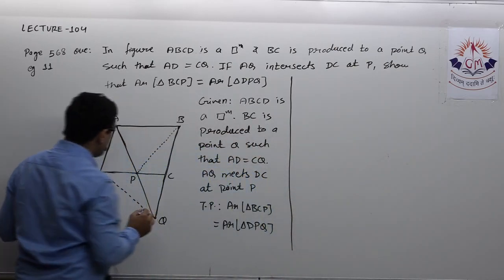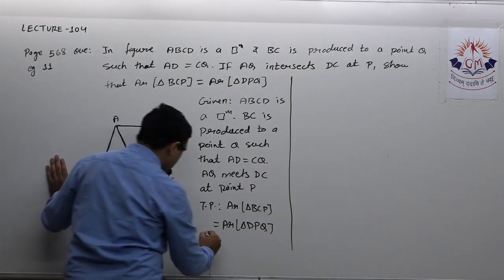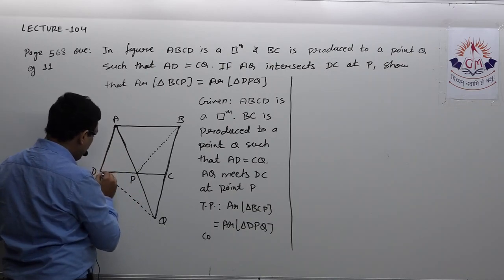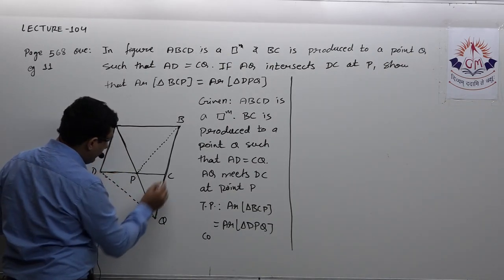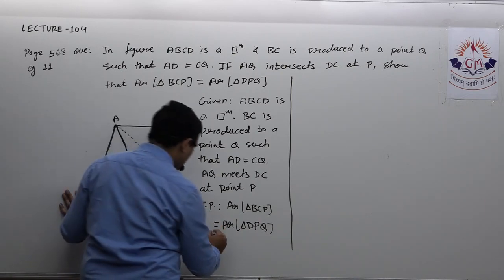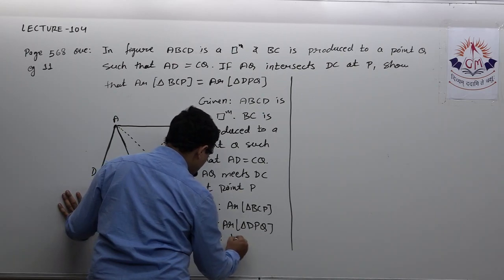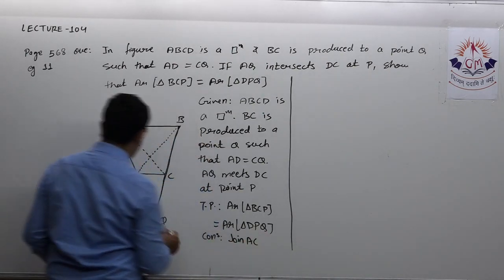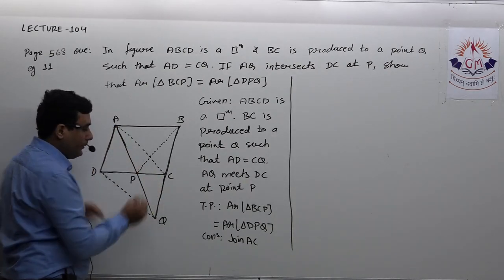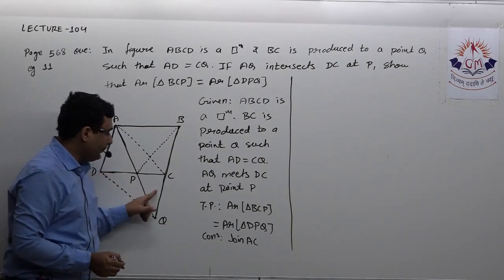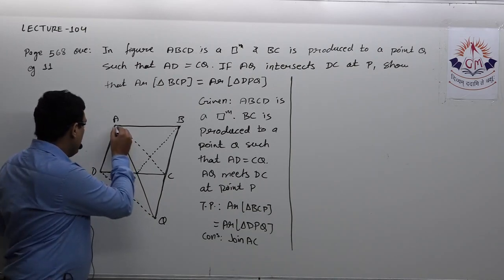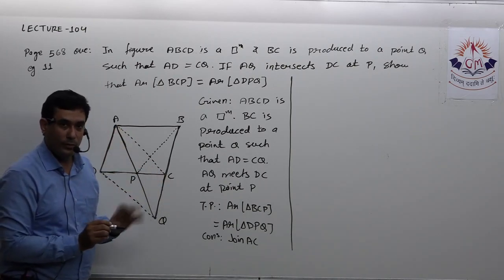A small construction is required. First of all, we need to prove that ADQC is a parallelogram. For that, I have to join AC. Now in quadrilateral ADQC, it is given AD equals QC. Also AD is parallel to CQ because AD is parallel to BC. So ADQC will be a parallelogram.